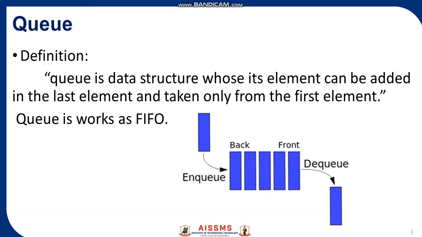First we will see the definition of queue. A queue is a data structure whose elements can be added at the last position and taken from the first position. You can see in this diagram that a new element can be added from this side and removed from this side. That's why a queue is called first in, first out.